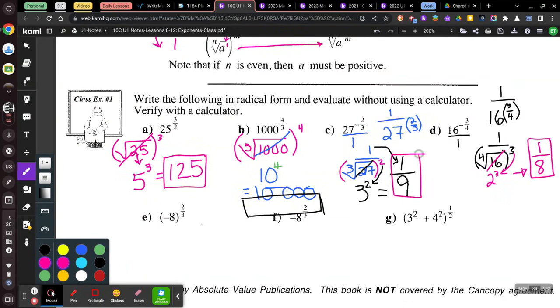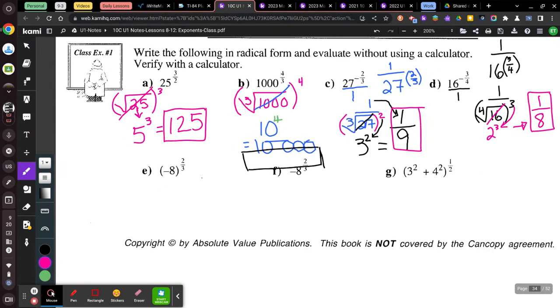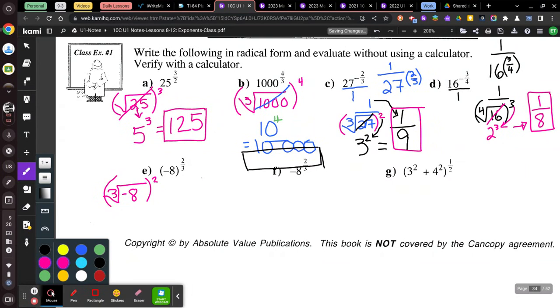1 over 8. 1 over 8 tells you that it was a negative exponent that got flipped whenever you see a situation like that. Okay, letter E. Again, it's a fraction, so we have to convert it to exponent form. It's exponent form. We're converting to radicals. We have a negative 8, and now it's all squared. We're allowed to put negatives under radical signs if it's an odd exponent. It is an odd index.